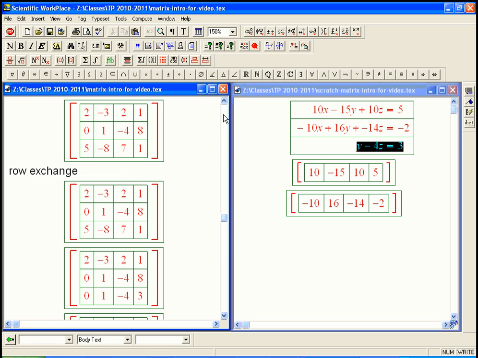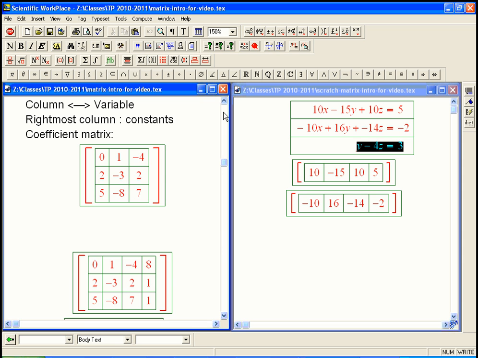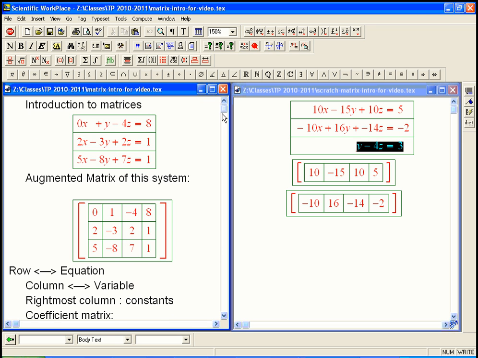Okay, so you can look in your book for their version of this as well, but I just figured it was good to show an example of how matrices are going to work for us at the very start.